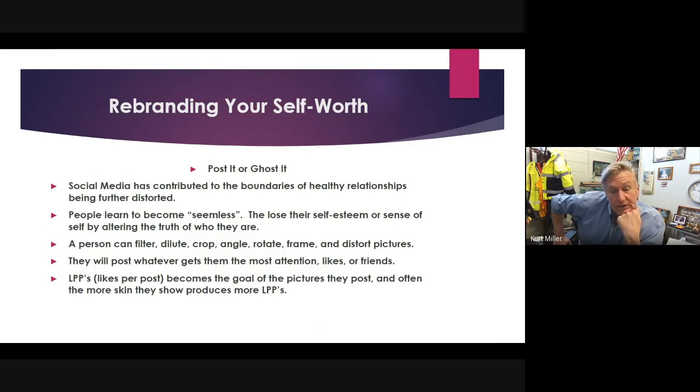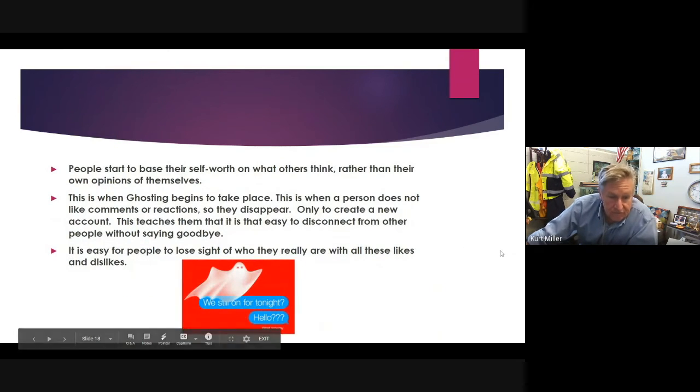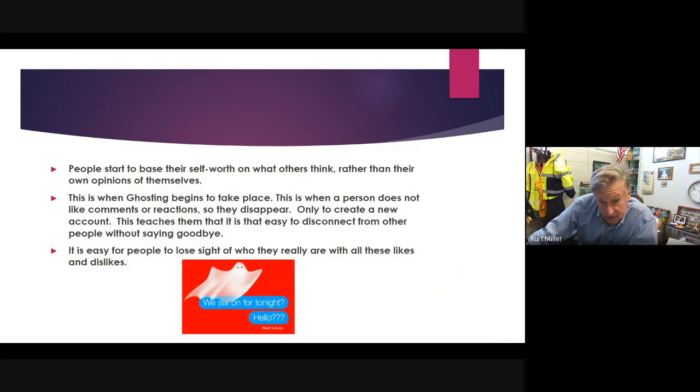They will post whatever gets them the most attention, likes, or friends. They call these LPPs, or likes per post, and it becomes the goal of the pictures they post. Often, the more skin they show, the more LPPs it produces. So now you're starting to compromise yourself even further. People start to base their own self-worth on what others think.